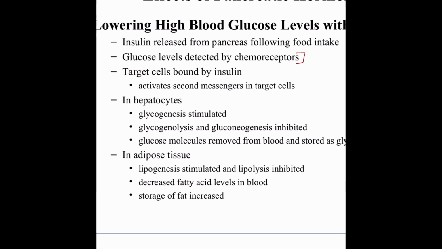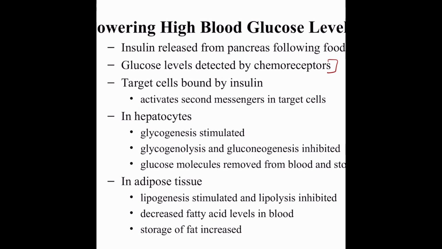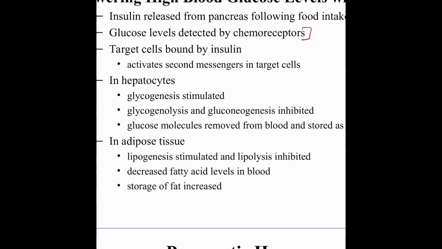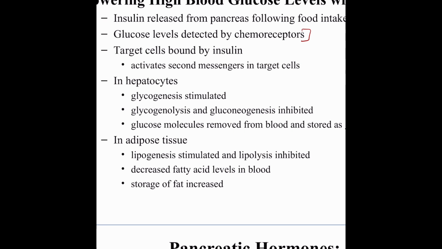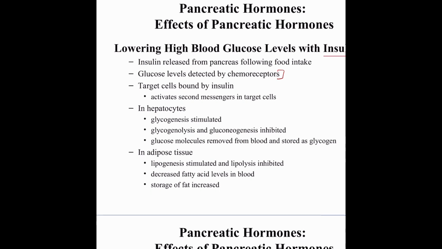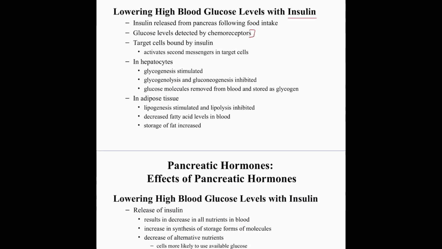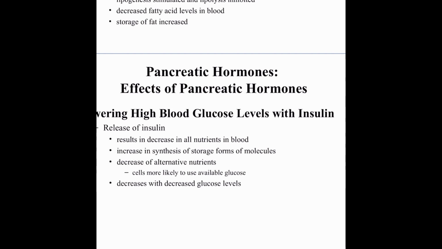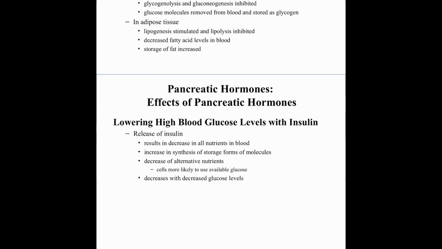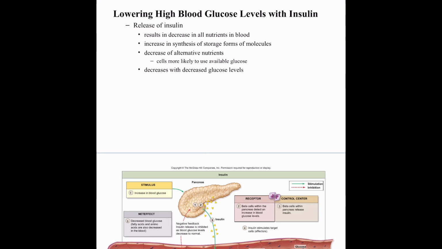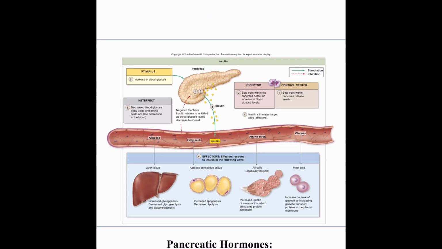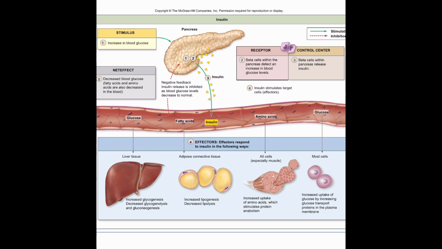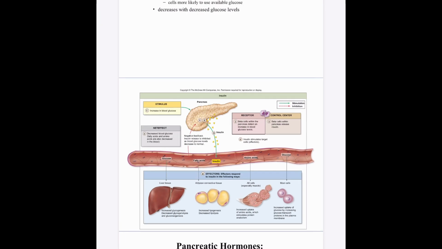Glycogenesis is stimulated, so we're trying to create glycogen. Glycogenolysis and gluconeogenesis are inhibited, and then glucose molecules removed from blood and stored as glycogen. In adipose tissues, it's the same, but with lipids. The release of insulin results in a decrease in all the nutrients in the blood. We mainly associate it to glucose because glucose is sugar and diabetics. That's how we mainly associate it. But it actually affects all the nutrients in the blood. So lipids, I believe even some proteins for muscles, increase uptake of amino acids, right? And again, glucose, how we know.